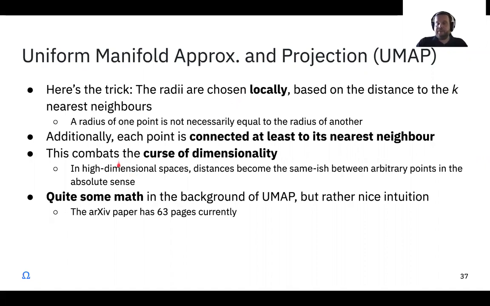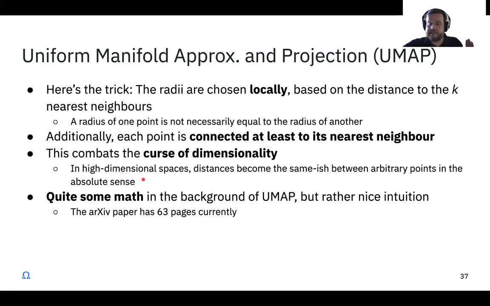Additionally, we force that each point is connected at least to its nearest neighbor, so that we don't have the problem of infinite distances like we have seen in ISOMAP. Okay, so this combats the curse of dimensionality. As we talked about, and I have put this in text on the slide for study purposes, in high dimensional spaces, distances become the same-ish between arbitrary points in the absolute sense. So that combats this very nicely.